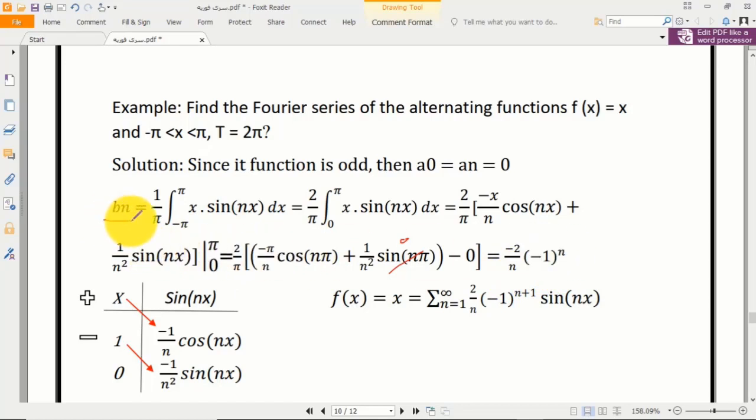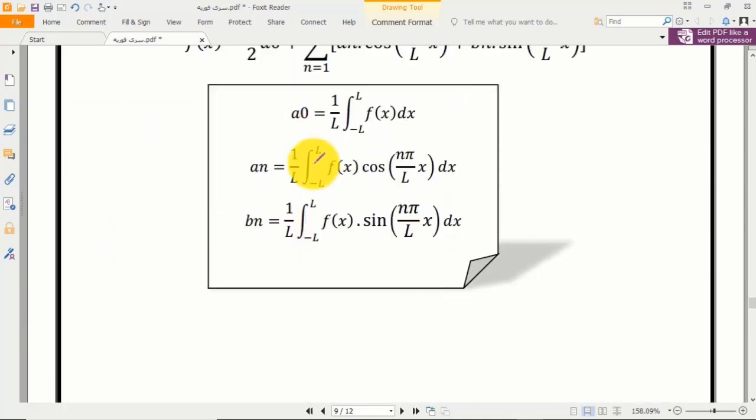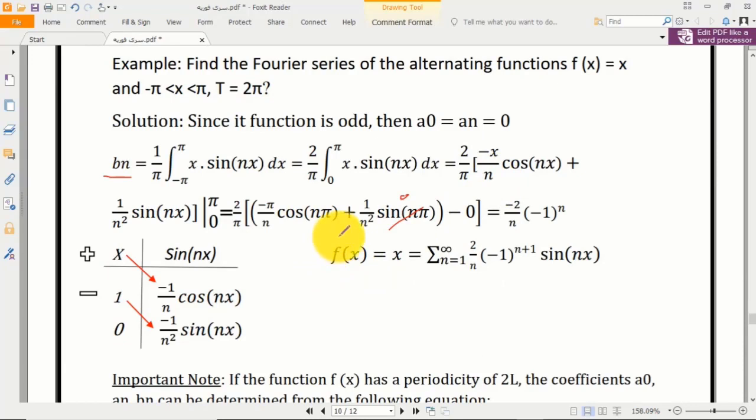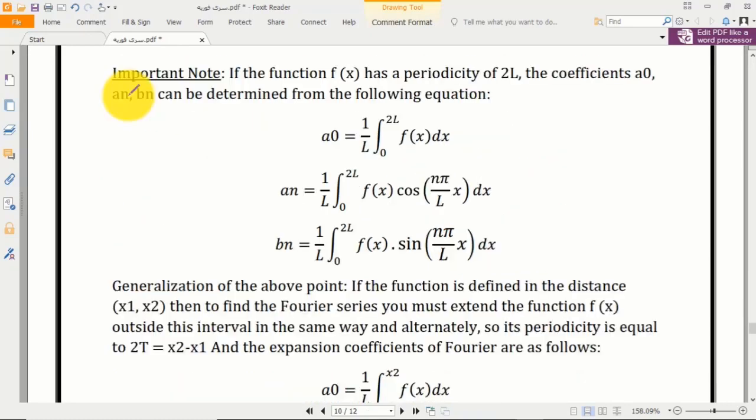By plugging the Bn coefficient into the main formula, we can find the Fourier series of the function in terms of x between negative pi and pi. To put it all in a nutshell, it would be the summation of 2 over n times negative 1 to the n plus 1 times sine nx, from 1 to infinity.